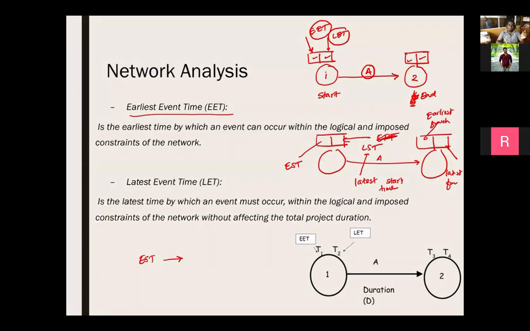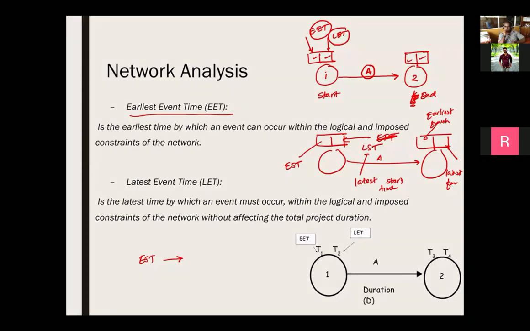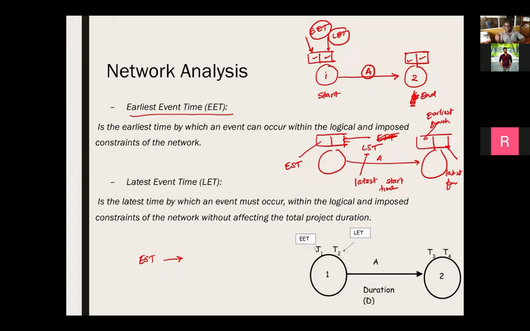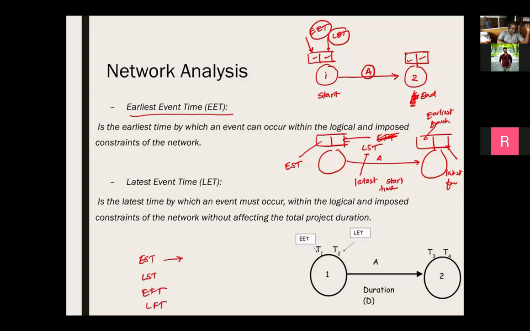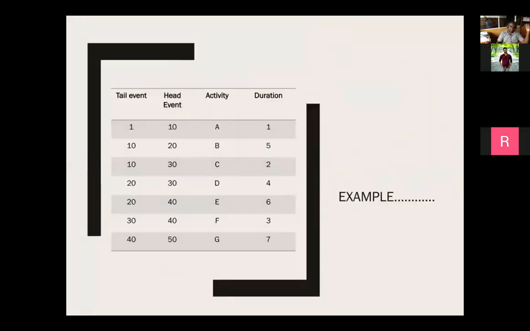So we can back calculate and find out the latest possible time that this activity can be started. Tiling, we can finish it early and do other stuff, or we can finish it at the last moment. It doesn't really affect the duration of the project. You will understand that once you do an example. So we should be able to find these activities' earliest start time, latest start time, earliest finish time, latest finish time. So we'll work out an example now. You'll understand that better.